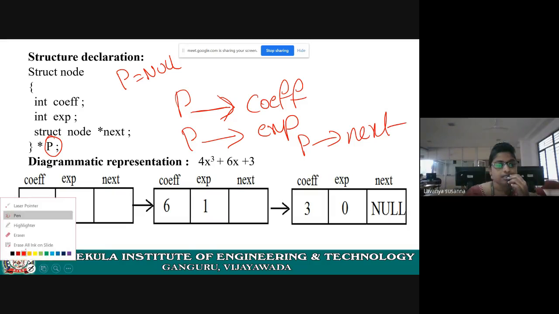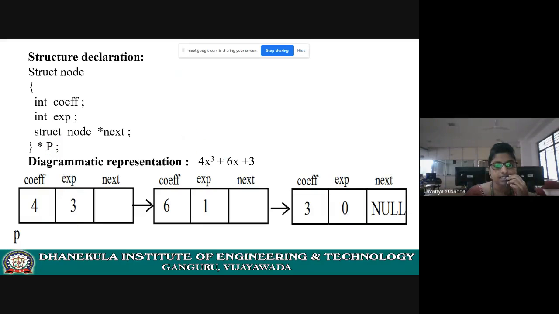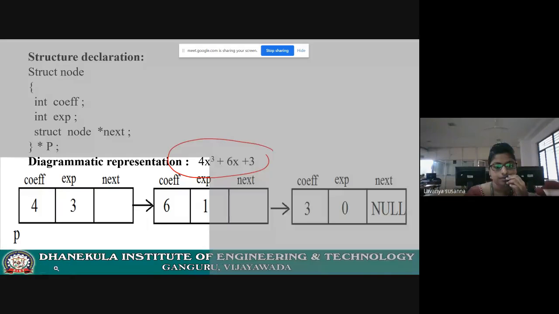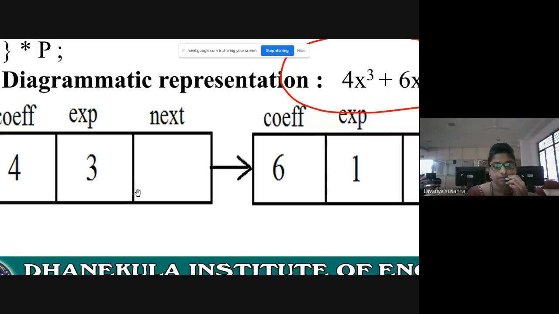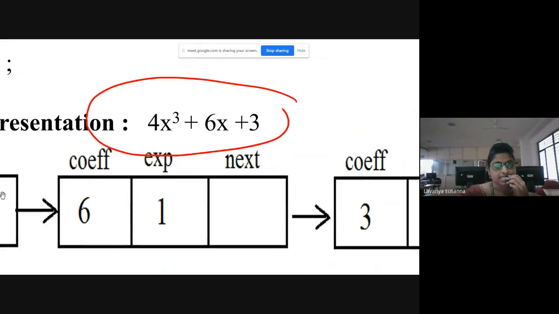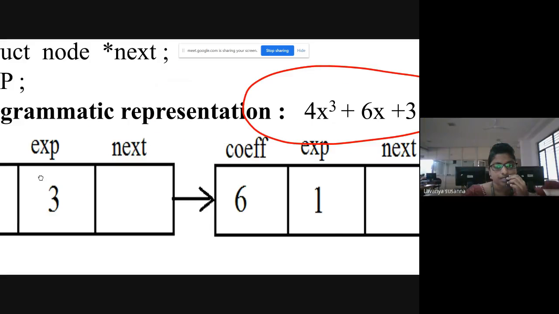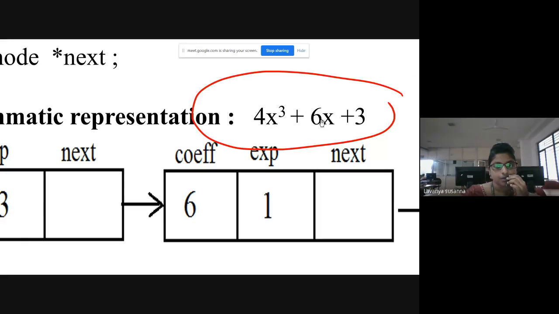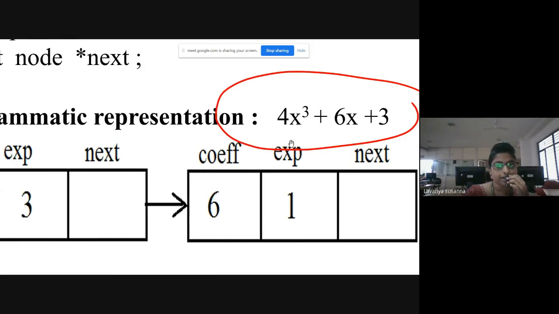Now, let us see the linked list. See the example: 4x cube plus 6x plus 3. Let us allocate a node for 4x cube. See here, first node. How many terms are there? 1, 2, 3. That means three nodes. You need to draw 3 nodes. Okay. First node, 4x cube.